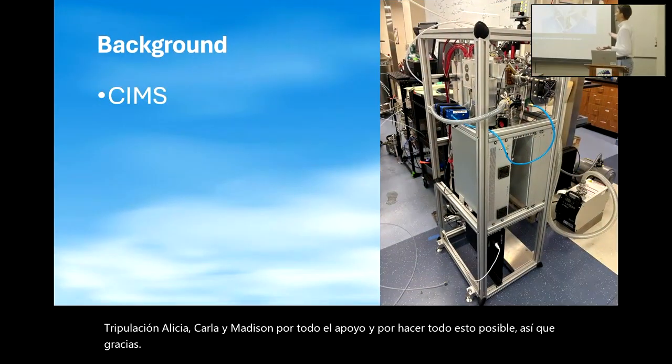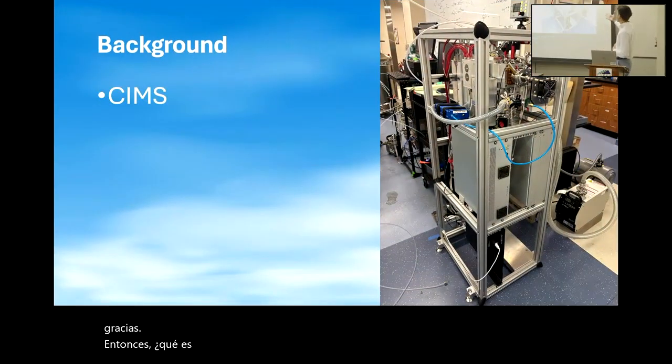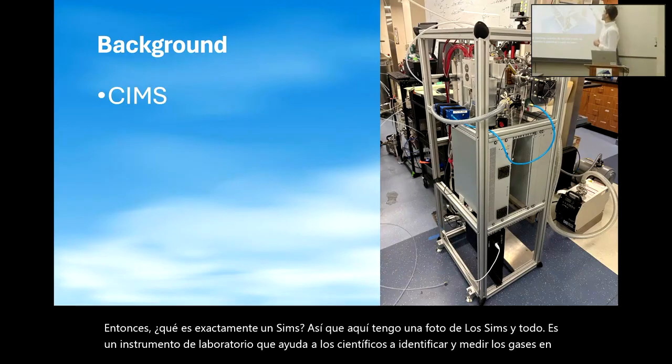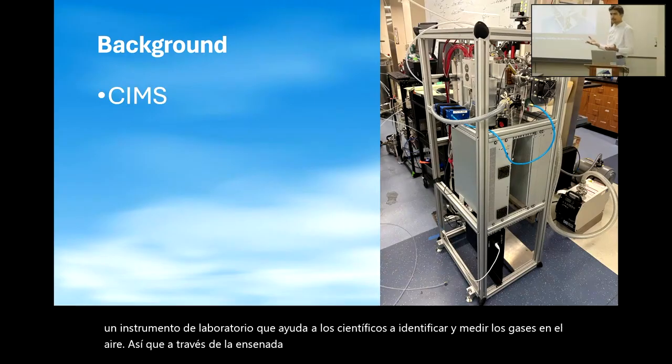So what exactly is a CIMS? Right here, I have a picture of the CIMS, and all it is is a lab instrument that helps scientists identify and measure gases in the air. Through the inlet right here, you would put in a gas, and the CIMS tells you you have this gas and this amount of it.